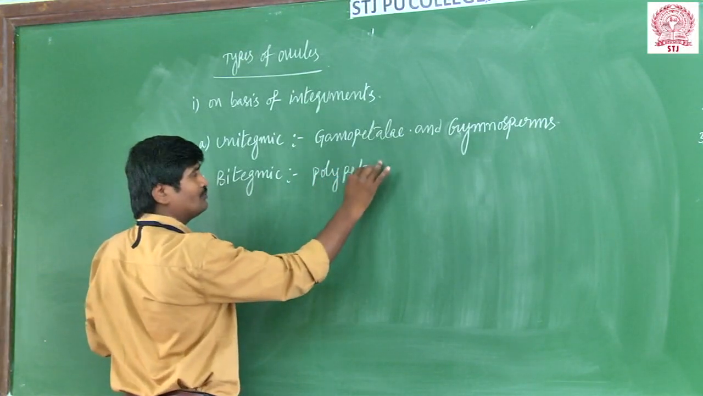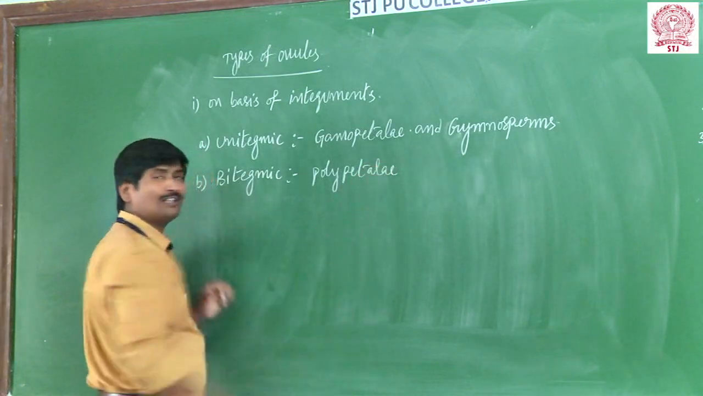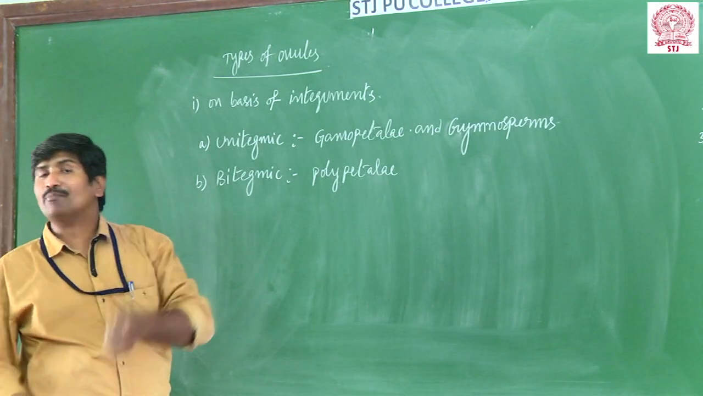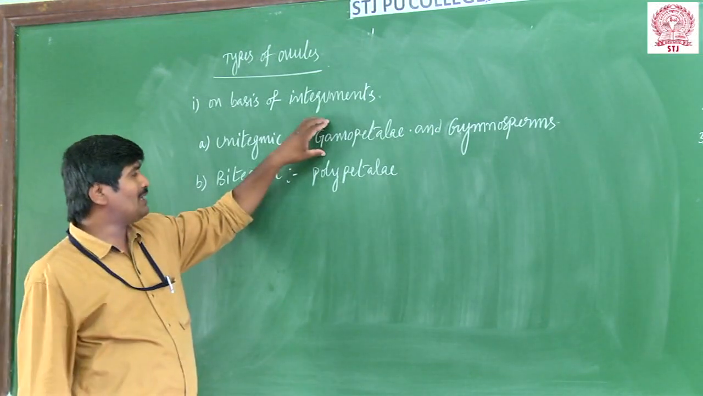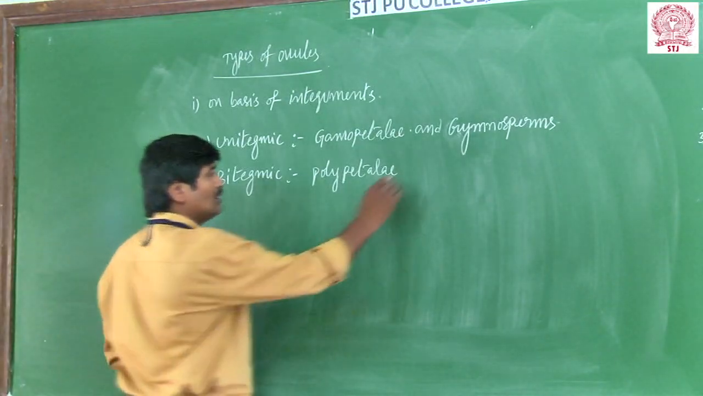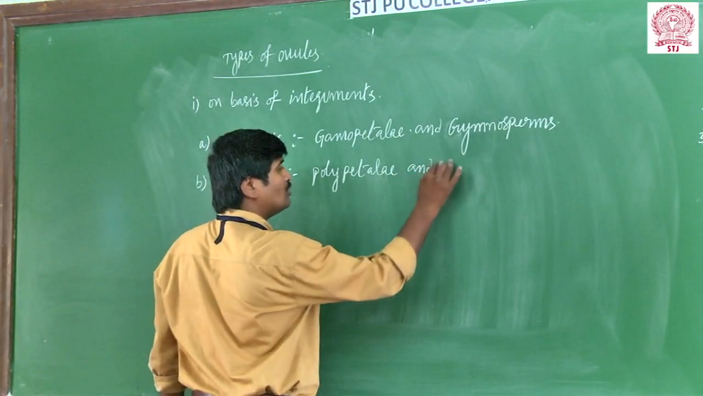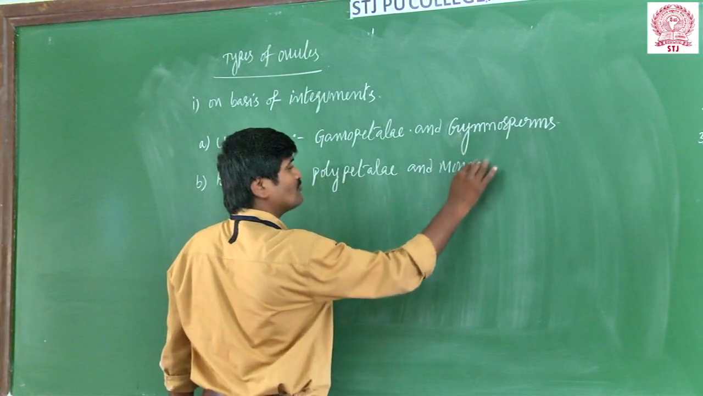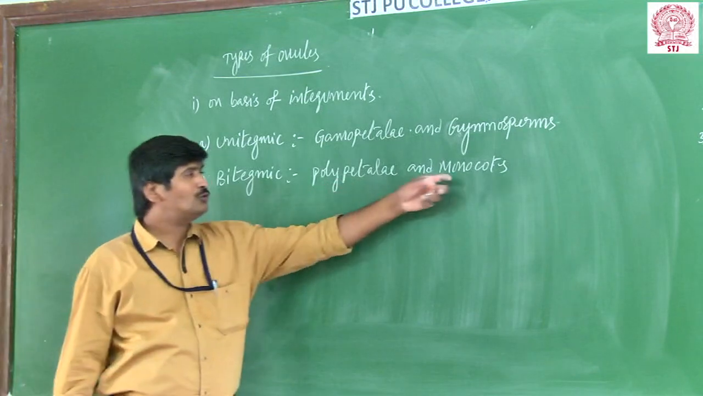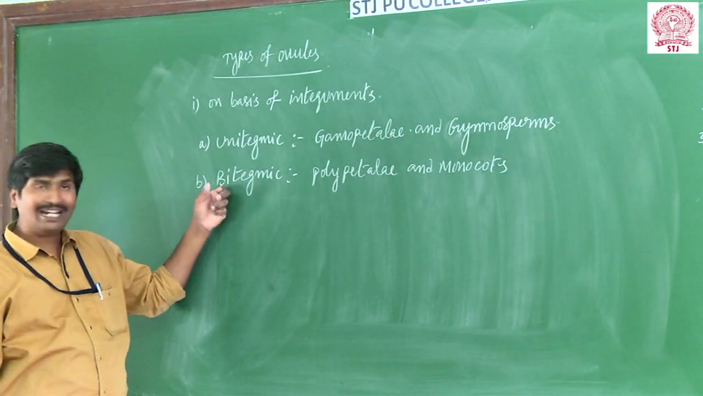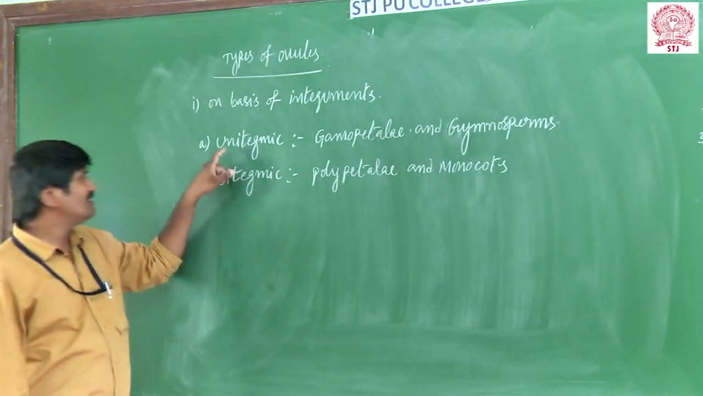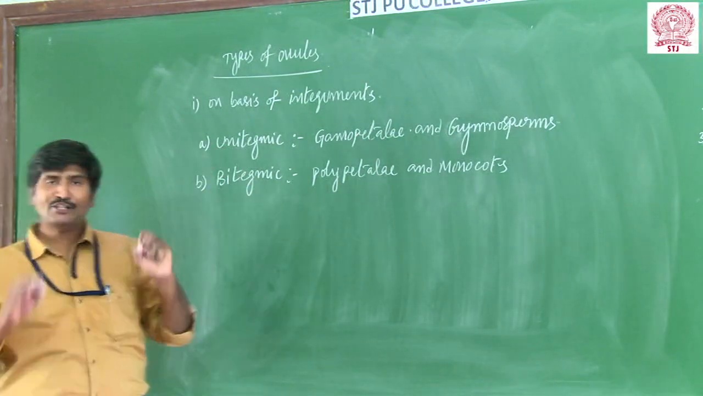Polypetalic. It is also a subclass of the dicots. Dicots have 3 subclasses: Gametophyte, Polypetalic, and Monoclumate, and monocots. Monocots and Polypetalic, these 2 are examples for the bitegmic. Gametophyte and Gymnosperms, these 2 are examples for the unitegmic.